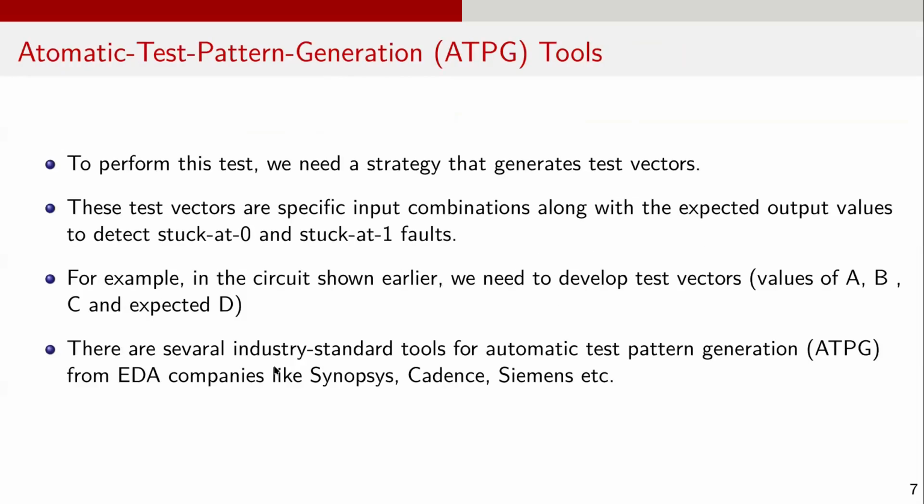In order to perform such tests systematically across all internal nodes, we need a strategy that generates test vectors, that are specific input combinations along with the expected output values. These are important to detect stuck-at 0 and stuck-at 1 faults. For example, to test the circuit shown earlier, we need to develop test vectors, which are values of A, B, C, and the expected output D.